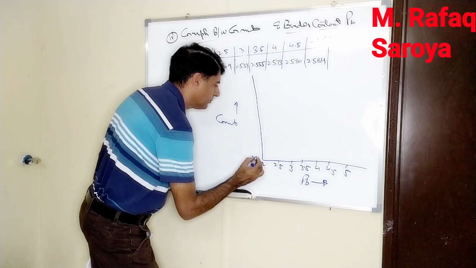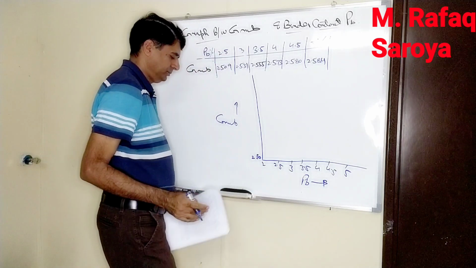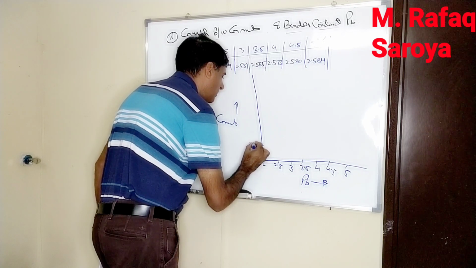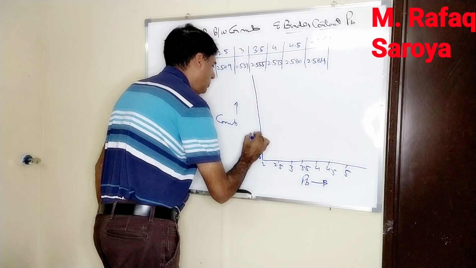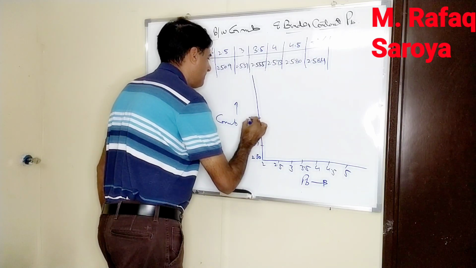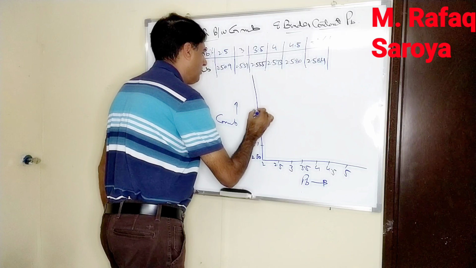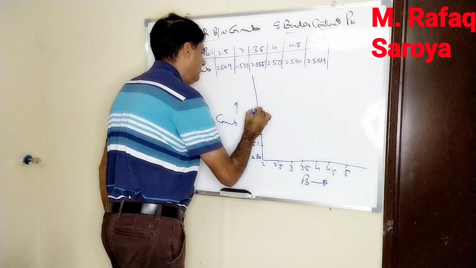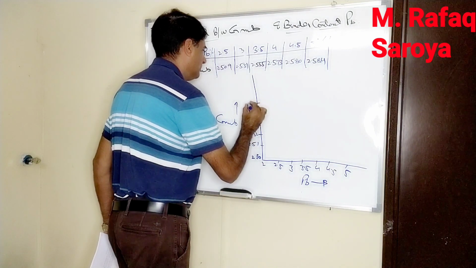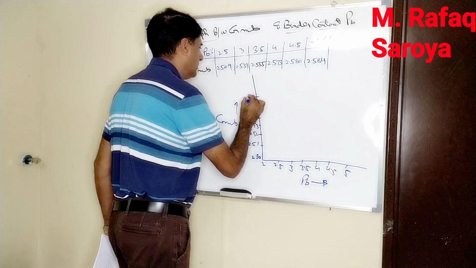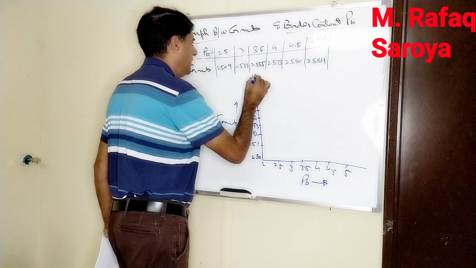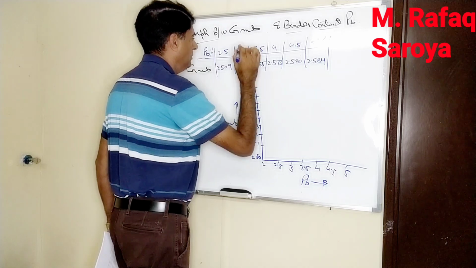2.50, 2.51, 2.52, 2.53, 2.54, 2.56, 2.57, 2.58, 2.59 and 2.60. These are the values.